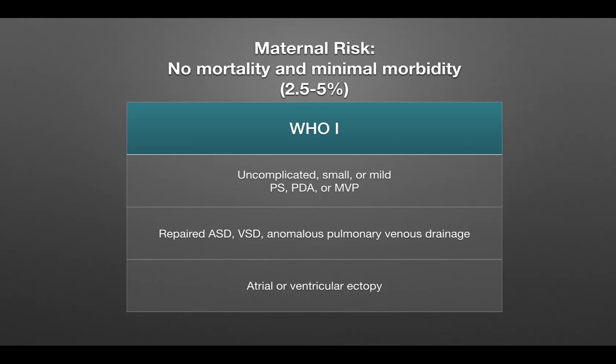So when we look at who has no mortality and minimal morbidity, WHO classification 1, this is uncomplicated small pulmonary stenosis, PDAs, mitral valve prolapse, someone with repaired ASD, VSD, anomalous pulmonary venous drainage, or those with atrial or ventricular ectopy.